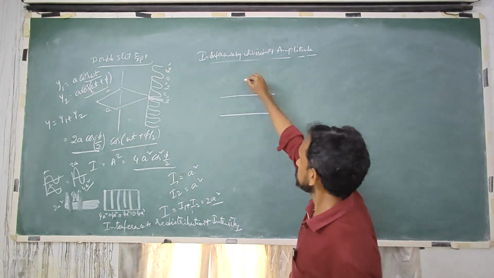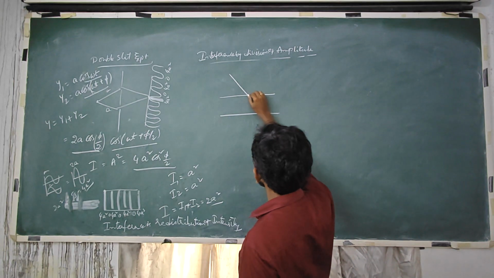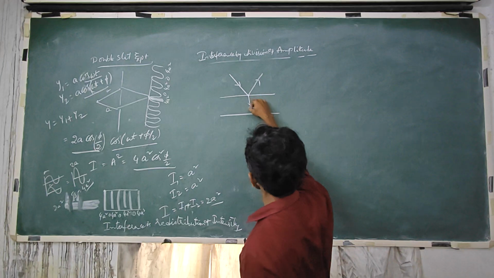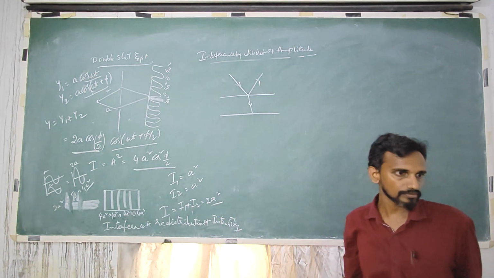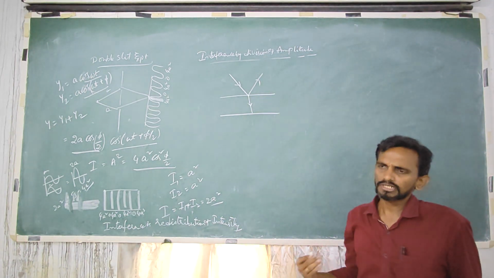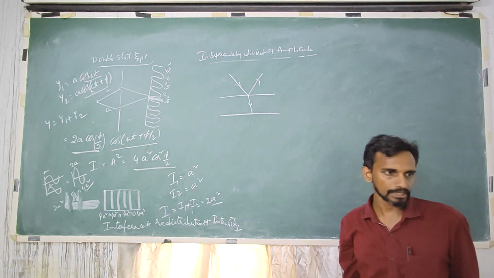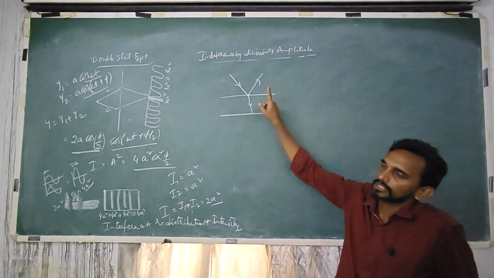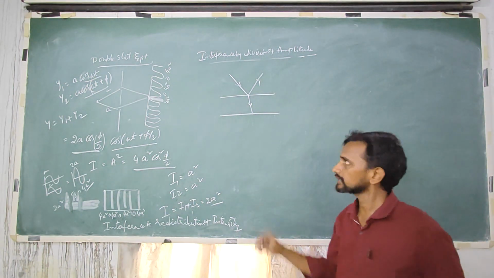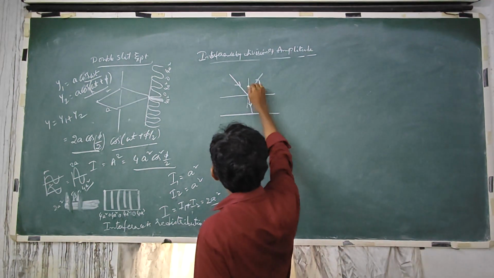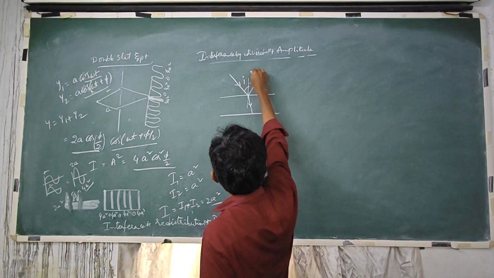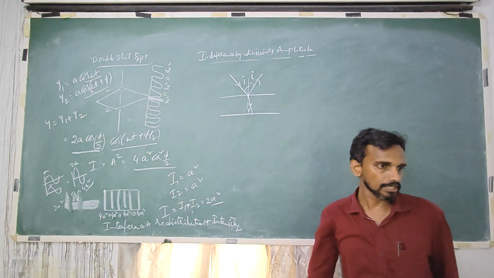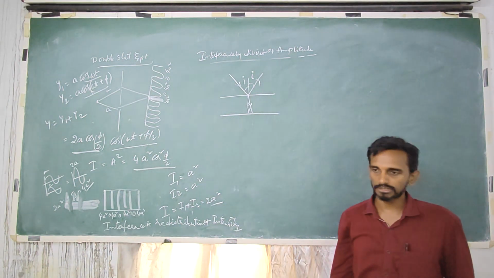when light falls on any material, a portion will be transmitted and a portion will be reflected. A little portion may be absorbed, that we can neglect. Most possibly we consider reflection and refraction. The absorption part is neglected. So let's say this is the angle of incidence, the angle of reflection is also the same, equal to the angle of incidence, and the angle of refraction we may consider as r.